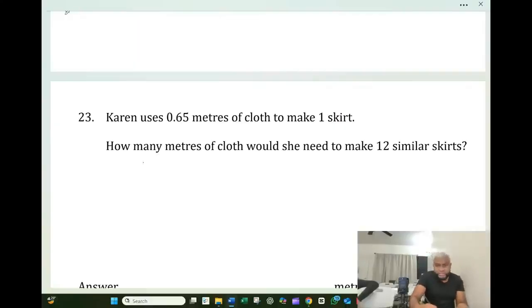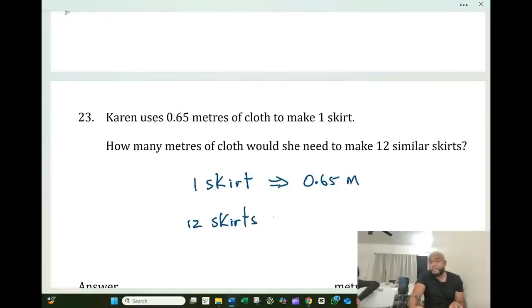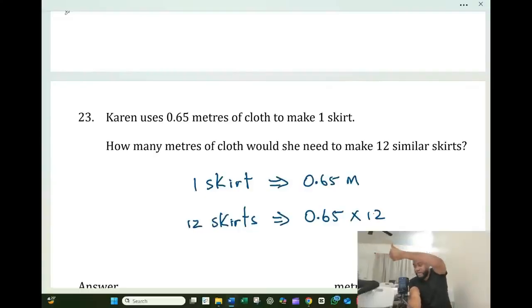So one skirt would be 0.65 meters, right? So if I want to know how much cloth is required for 12 of the same skirts, this will be 0.65 multiplied by 12. Everybody good there? Let's work.